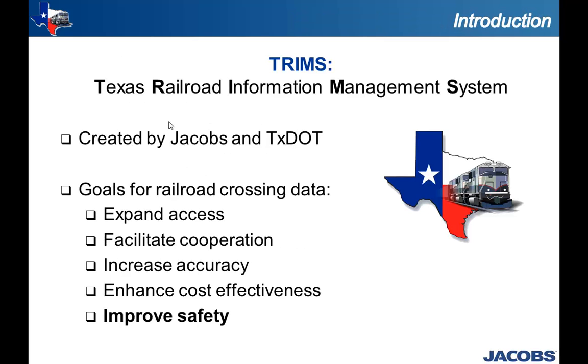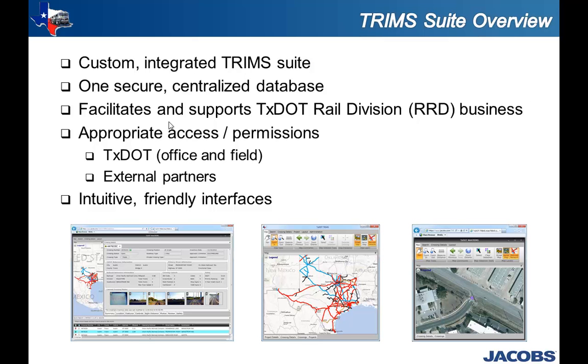This is a project recently accomplished by Jacobs for TxDOT. The basic idea of the application is to improve the tools and information that TxDOT uses to make decisions about railroad crossings, with the ultimate goal of improving railroad crossing safety. The result of this project is a custom software suite called TRIMS, with a secure central database and friendly applications that support the TxDOT Railroad Division and allows for TxDOT and its partners to interact with the railroad crossing inventory.